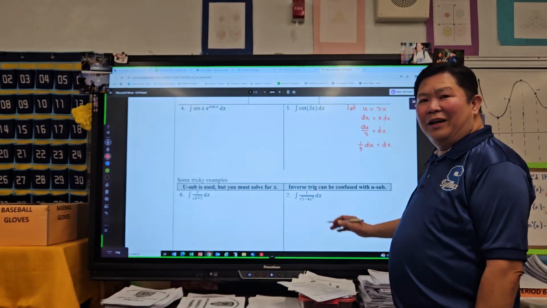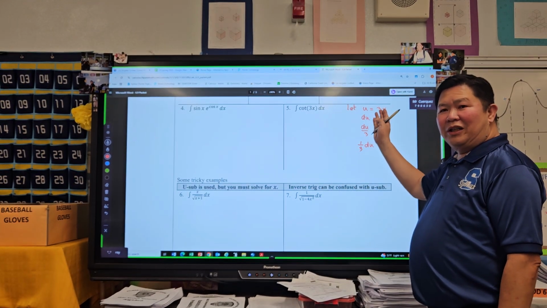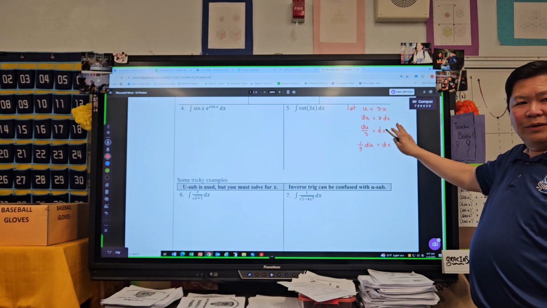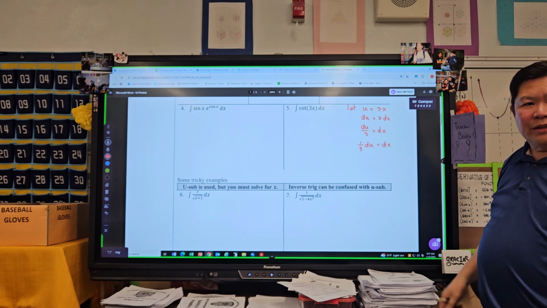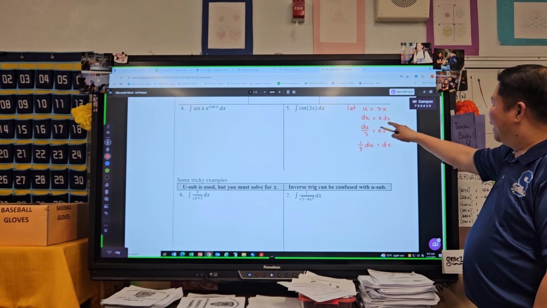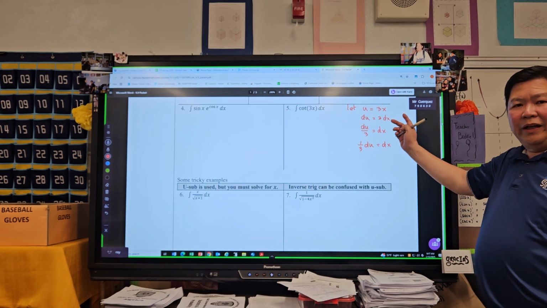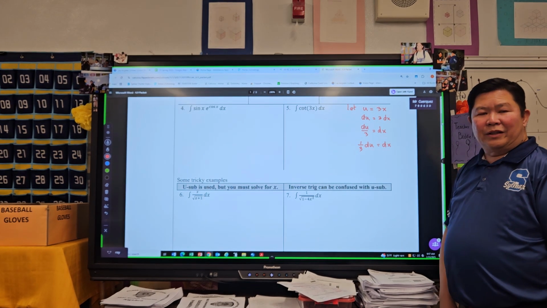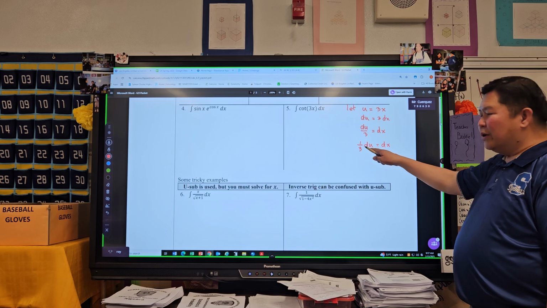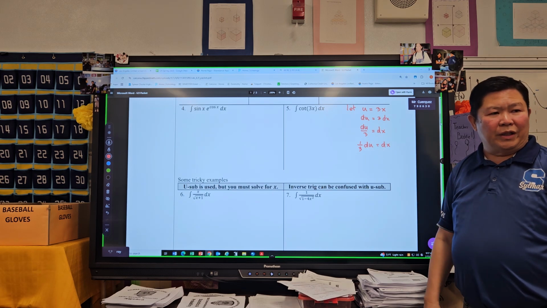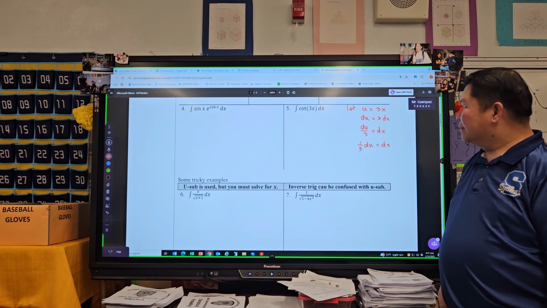Let's have this. So far, any question on this one? We let u as 3x, the one inside. And then we take the derivative, du is equal to 3dx. And then divide this, so du over 3 is equal to dx. Or we can rewrite into 1/3 du is equal to dx.